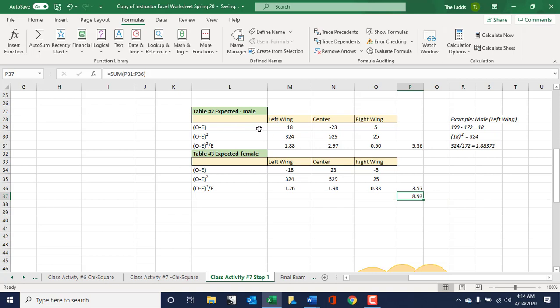So here I've actually just completed the components of my chi-square formula that I needed to complete. It arrives at the chi-square numbers for each of these categories. I add them all together. So for males, I have a 5.36. For females, I have a 3.57. I add those 2 together. It's 8.93, and that is my chi-square statistic. This right here is just the example where I broke down the numbers to get to the 1.88. I demonstrated it right here.